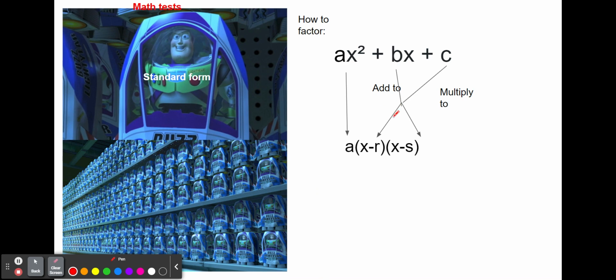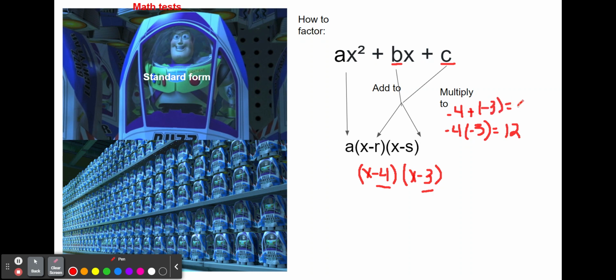The roots add to the b, or the second coefficient, and multiply to the constant, or c. To give you an example, if it's x minus 4 and x minus 3, they would multiply to c. So c would be minus 4 times minus 3, which is 12. And b would be added, so minus 4 plus minus 3, which is minus 7. Basically you can use this to figure out the b or the c value, or you can use the b and the c values to figure out the roots.